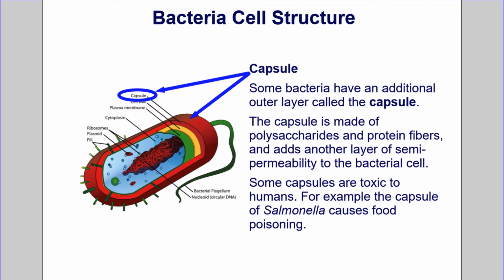Capsule. Some bacteria have an additional outer layer called the capsule. The capsule is made of polysaccharides and protein fibers and adds another layer of semi-permeability to the bacterial cell. Some capsules are toxic to humans. For example, the capsule of Salmonella causes food poisoning.